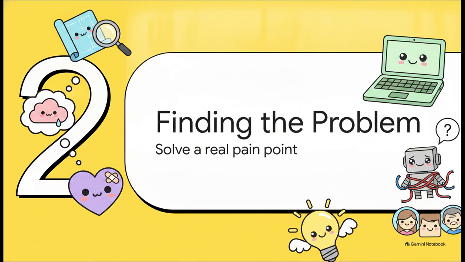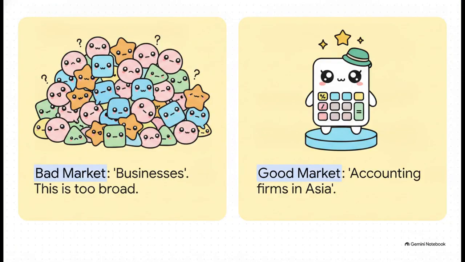Moving right along to Phase 2, finding the problem. This is all about solving a real, actual pain point. Now, before you even think about writing a single line of code, you absolutely must avoid the most common mistake founders make, and that is building a solution in search of a problem. Listen, if you say your target market is just businesses, you're essentially building for no one. You need to get highly specific. A target like, say, accounting firms in Southeast Asia that manage monthly bookkeeping for small to medium enterprises. Nailing that down makes it dramatically easier to spot their most expensive problems and build the exact product that solves them.